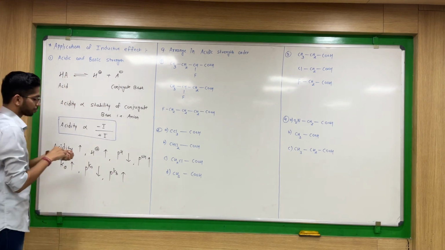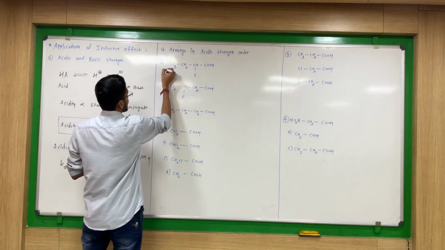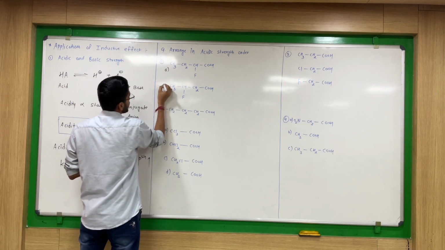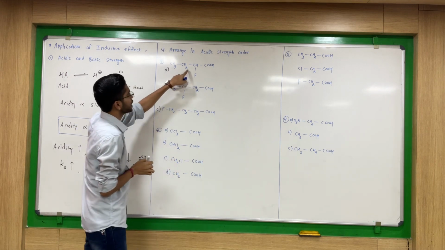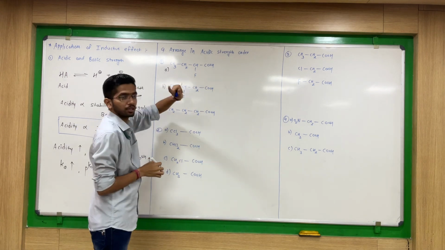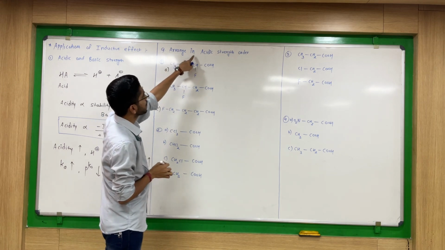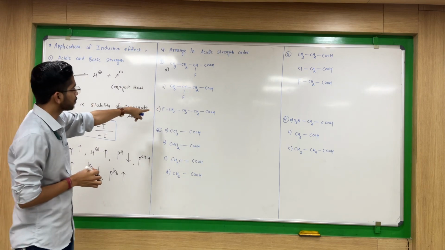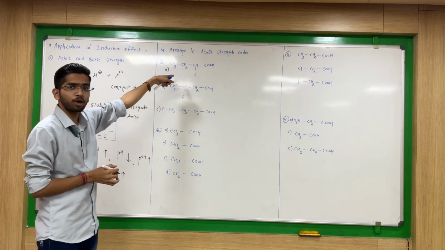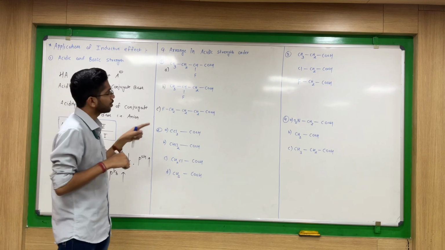First question we have: consider this as A, this as B and this as C. Here we have CH3, CH2, CHF and COOH. What is the question? Arrange in acidic strength order. We have to find out the strength of the acid: which one is stronger, which one is weaker. This is what we have to find out. Now how can we find that?